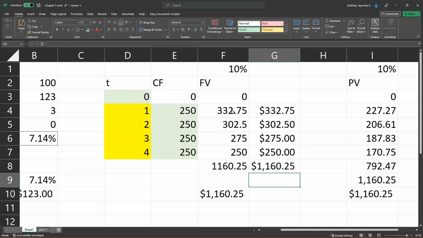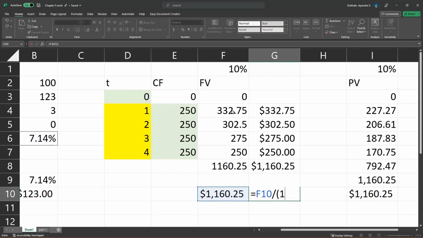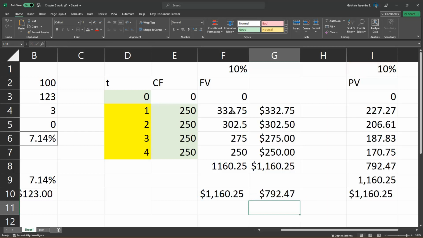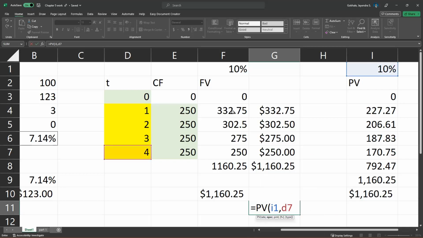Okay, can we do it the other way around then? Well, we had this 1160.25 all along, so we could have done the 792 from the 1160. Sure, equals this divided by, discounting it, 1 plus I1 to the power of 4, which is D7. 792.47. Okay, one more way, equals PV of I1. Just discount the future value. Number of periods is D7, comma, no payments, remember it's an equivalent value now, minus F10, comma, 0. What are we going to get? We're going to get 792.47.